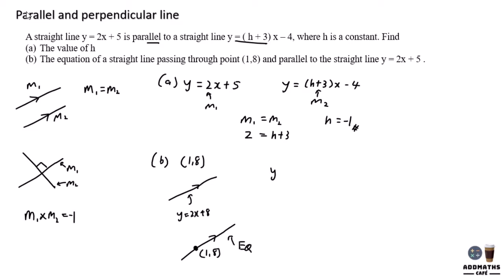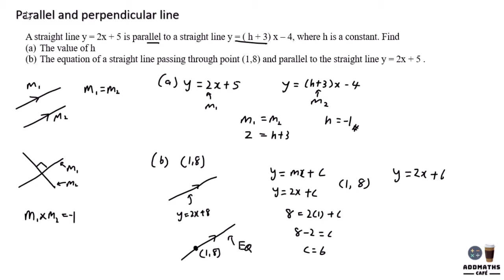What you do is apply the formula of the equation y equal to mx plus c, and you know your m will be equal to 2 because they have the same gradient, they are parallel. So y equal to 2x plus c, with coordinate (1, 8). So apply the x and y and try to find c. C is equal to 6. So in this case, y will be equal to 2x plus 6 for this B equation.